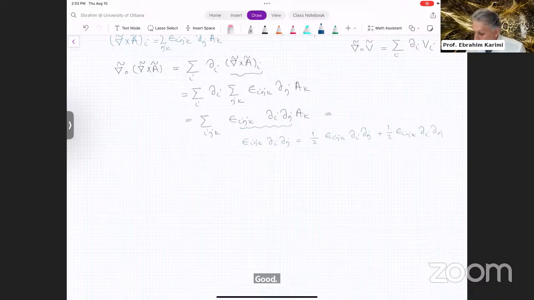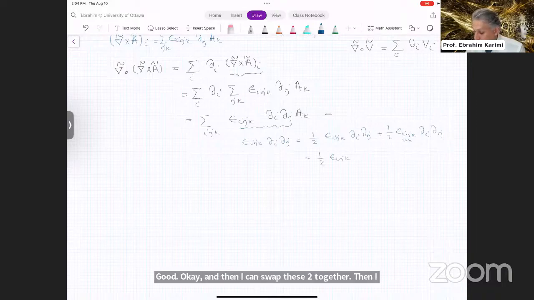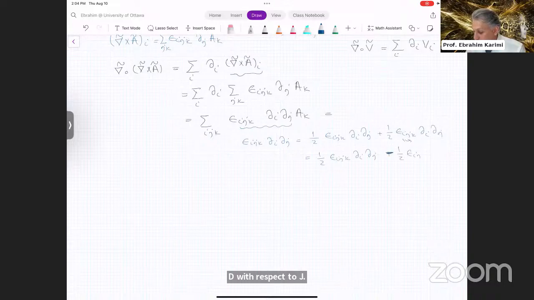Okay, and then I can swap these two together. Then I will get 1/2 of epsilon i j k, derivative of i, derivative with respect to j, minus 1/2 of epsilon i j k, and that will be derivative of j, derivative with respect to i. j k i. And easily you can expand them.